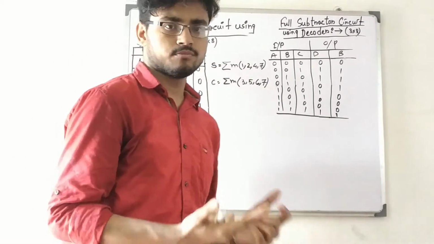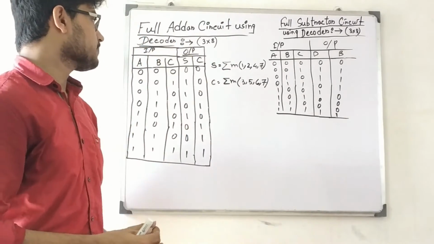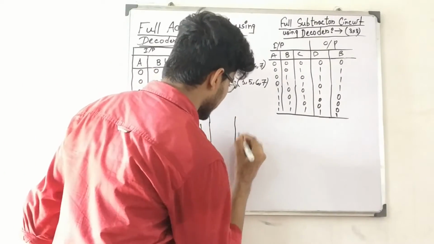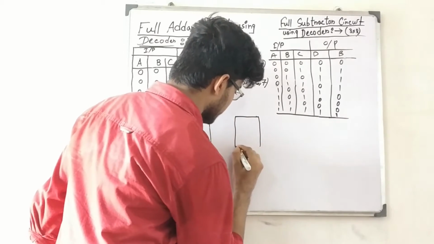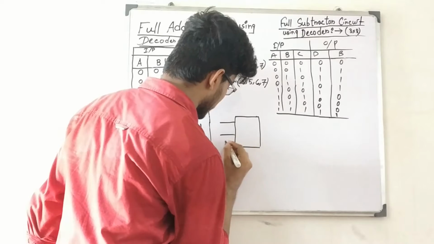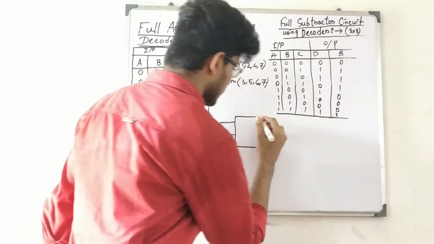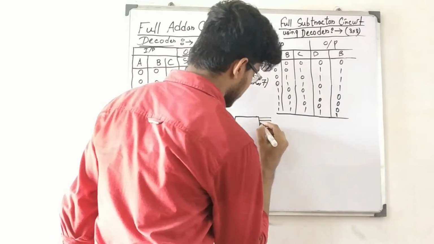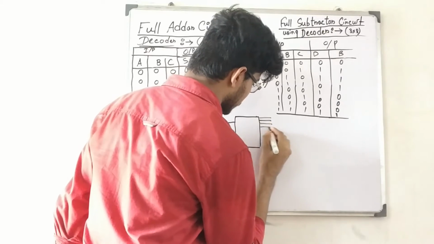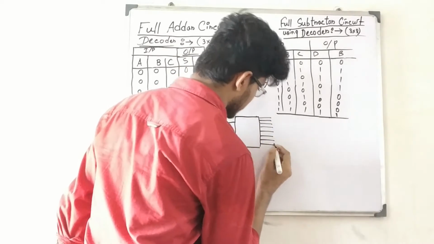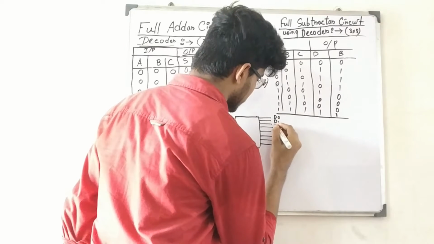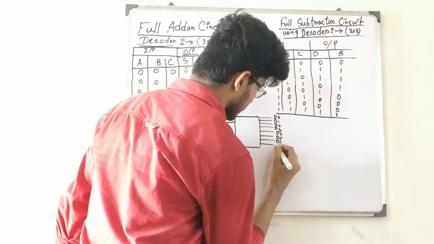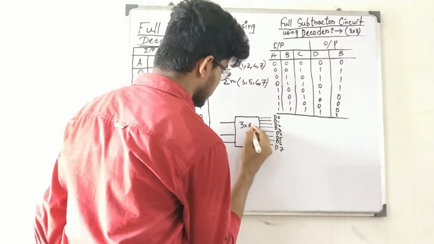Now we can easily draw our decoder circuit using these two equations, sum and carry, right? So what is the decoder circuit? You know that for a 3x8 decoder, if we give a 3-bit coded input, then we can get 8 unique outputs, D0, D1, D2, D3, D4, D5, D6 and D7. This is the 3x8 decoder, right?